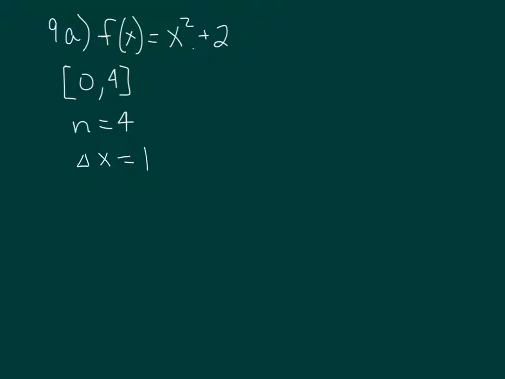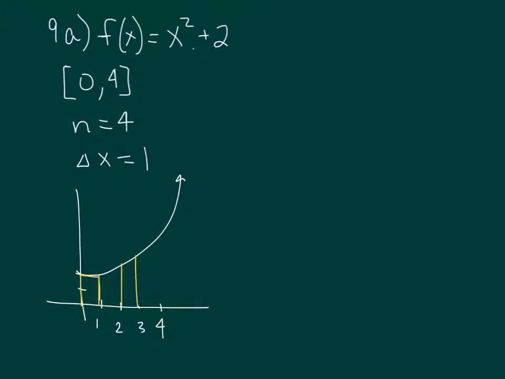And I'm just going to draw this for a second. So x squared plus 2 is a parabola opening up. Our interval goes 1, 2, 3, 4. And at each point, we're going to take the left hand of each subinterval, go up to the function, and that's going to define the height of each rectangle.